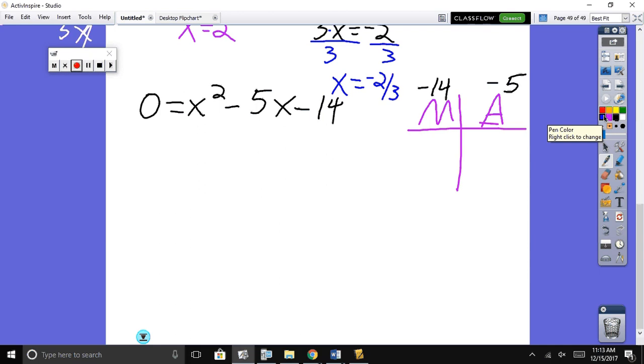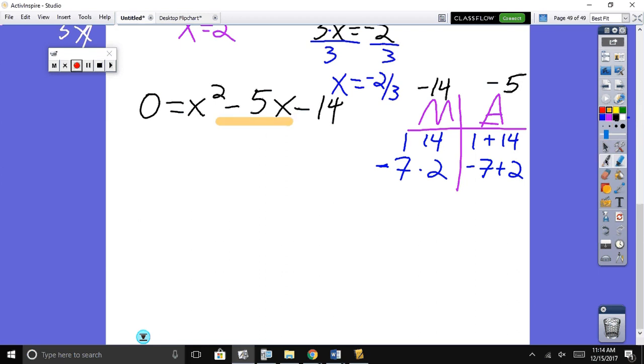So what numbers multiply to 14? Well, there aren't too many. We got 1 and 14, but of course that's not going to add in any way, shape, or form to 5. So let's try 7 times 2. 7 times 2 does give us positive 14, which means one of them has to be negative. And since our sum is negative, we want to have the bigger one be negative. So let's check. Negative 7 plus 2 does equal negative 5. So good.